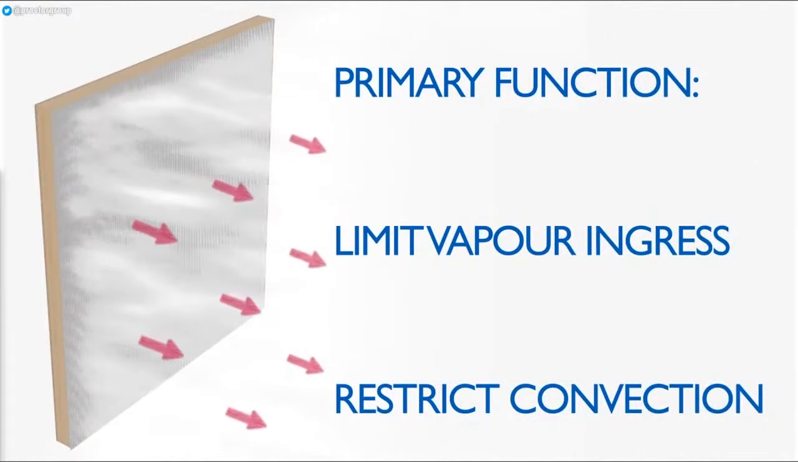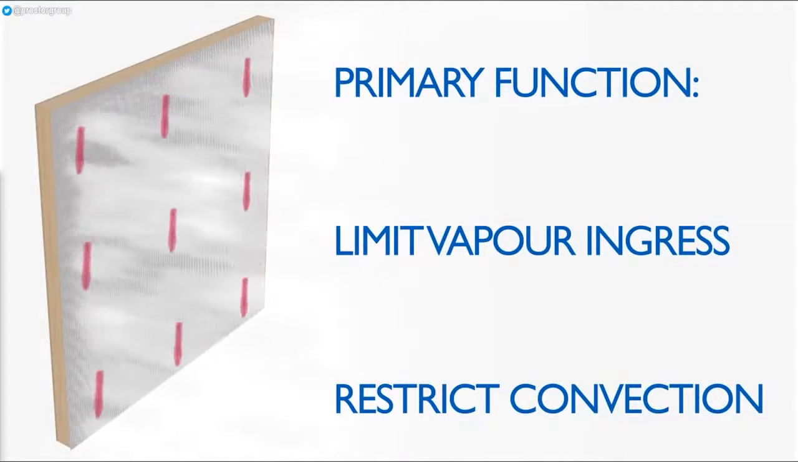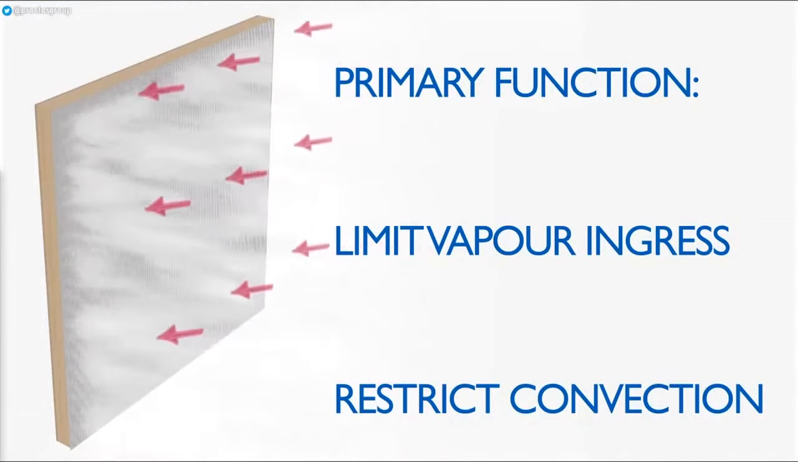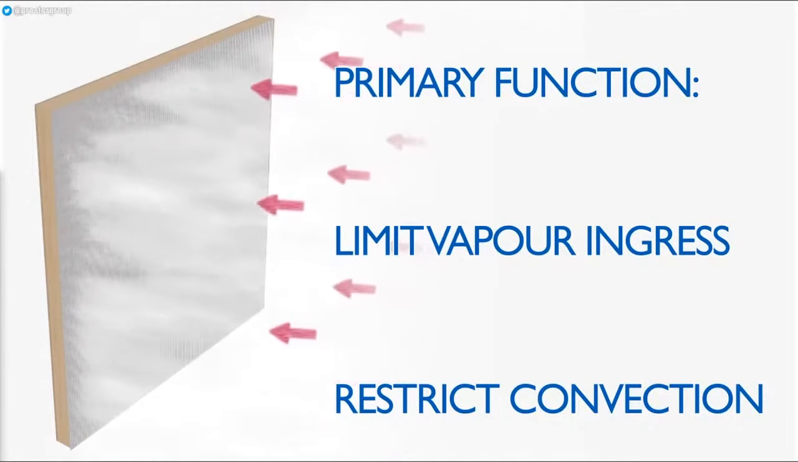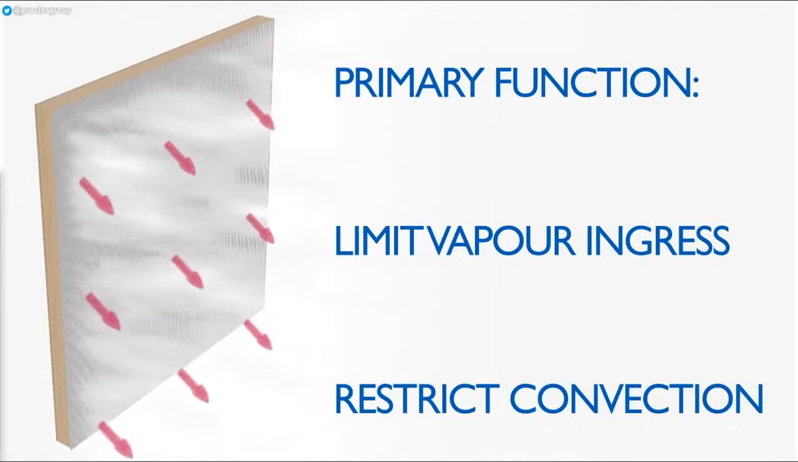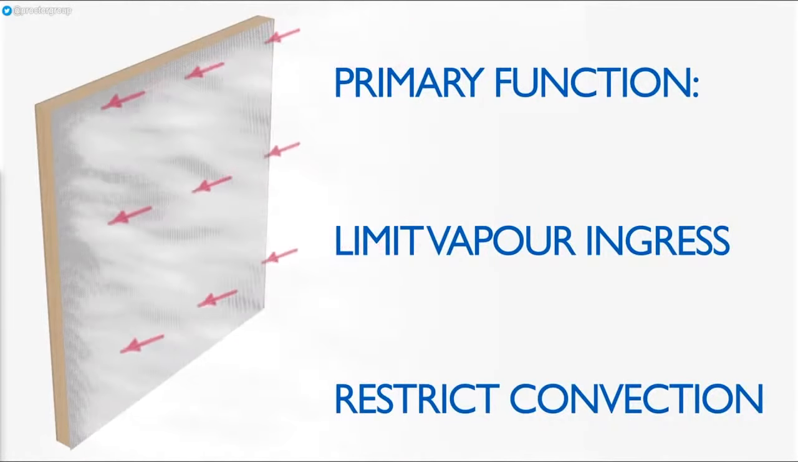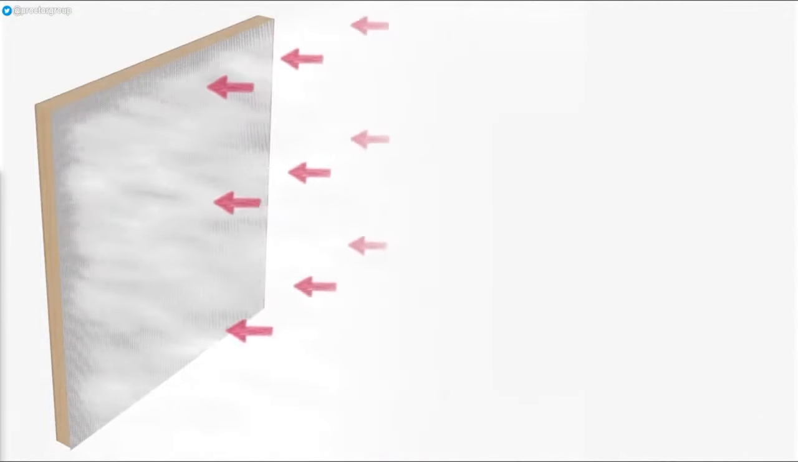The primary function of a vapour control layer is to reduce the quantity of moisture vapour entering the building fabric. By ensuring the water vapour remains in the heated spaces of the building, it can be removed by planned ventilation systems, and an installed vapour control layer can prevent this vapour reaching cold surfaces where it can condense into liquid water and cause damage. In order to do this effectively, the performance of the vapour control layer must be matched to the building's intended use.